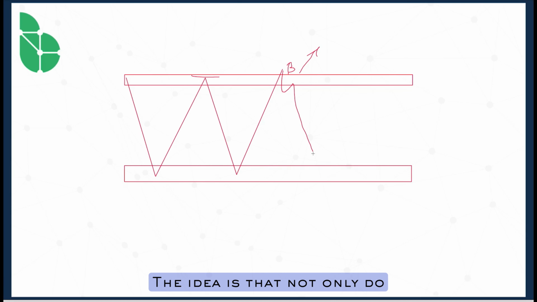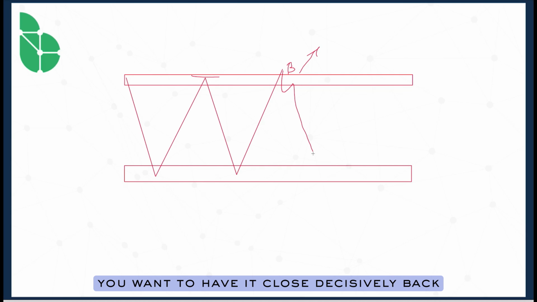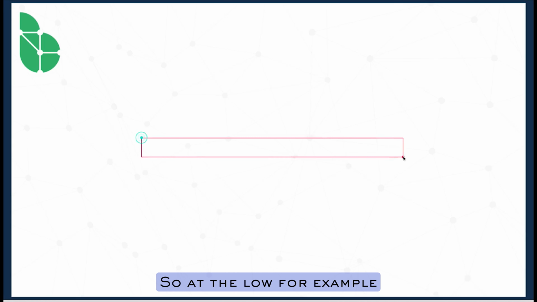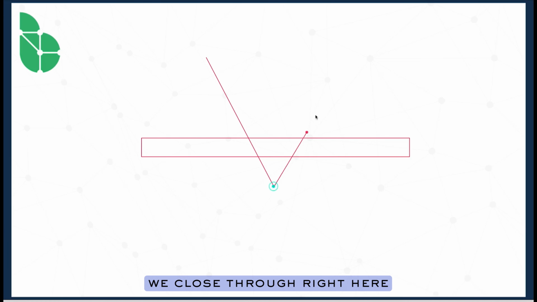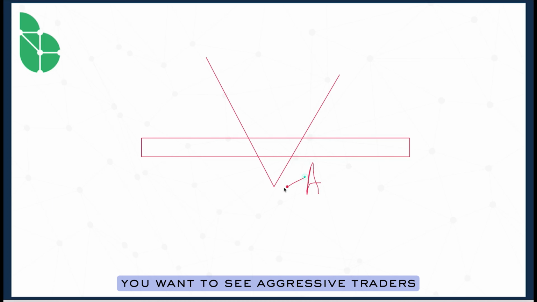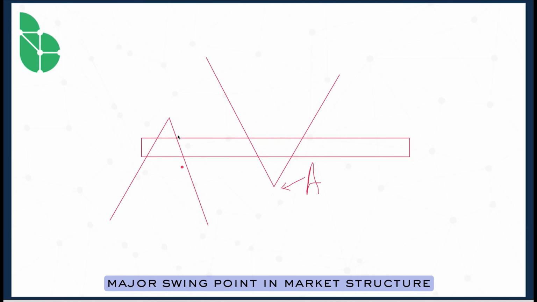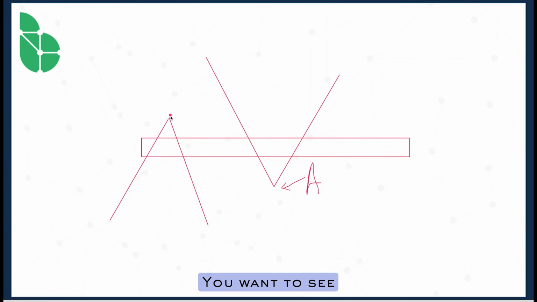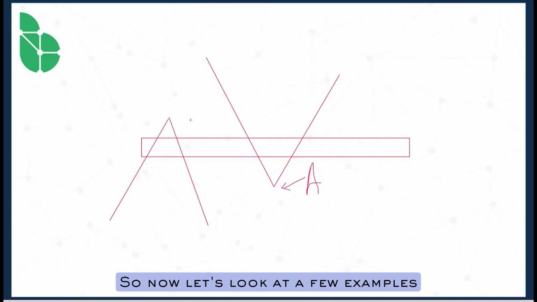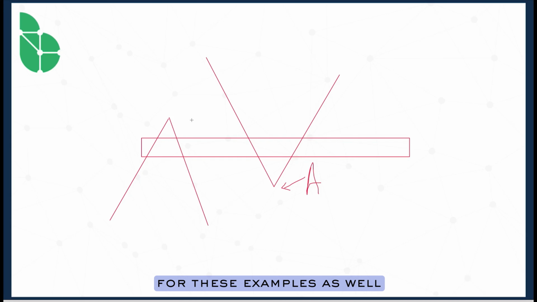The idea is that not only do you want to have a close decisively back through the level, but you want to see that at these extremes, so at the low, for example, when we close through right here, you want to see aggressive sellers. The same thing can be said for a high: breaking through a high, a major swing point in market structure, you want to see a ton of aggressive buying. So now let's look at a few examples and look at the corresponding delta for these examples as well.